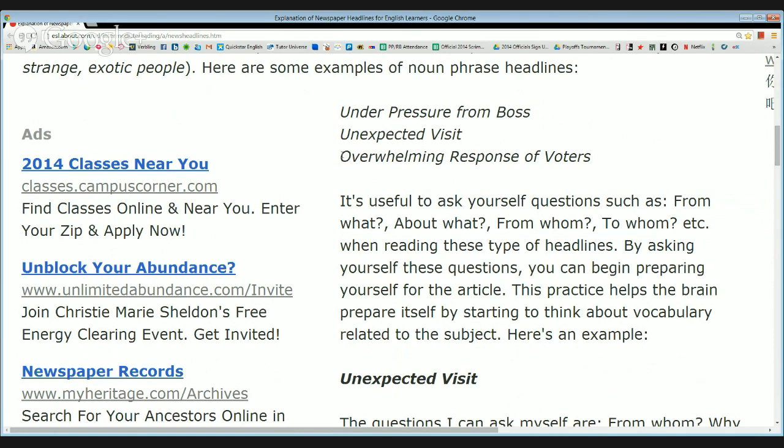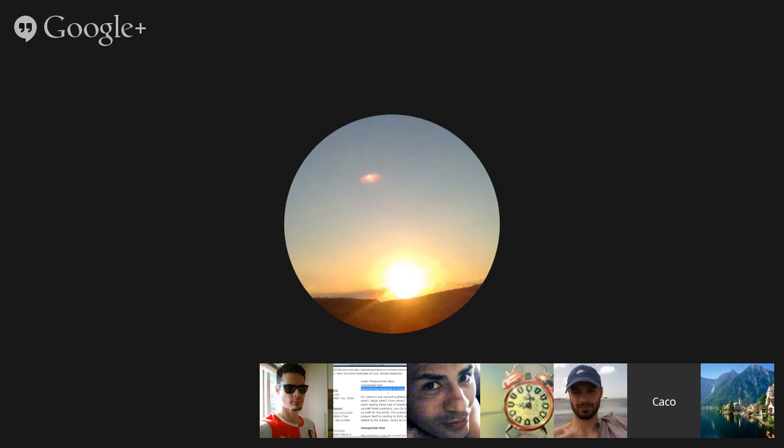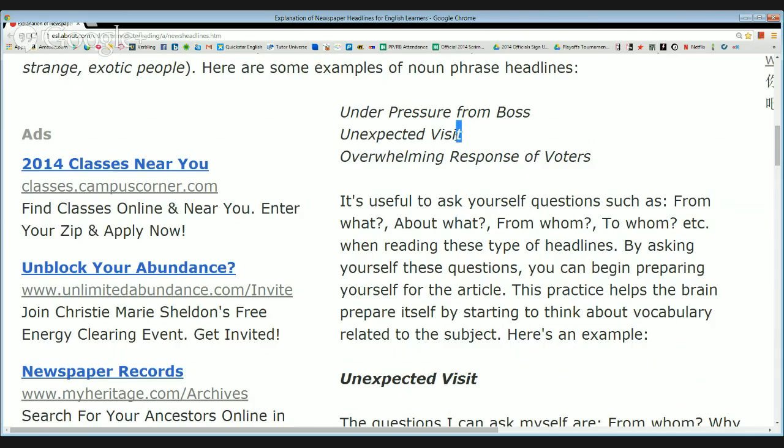What about this third one? Overwhelming response of voters. Soldiers in the battlefield receive unexpected visit from President Obama. Yeah, good. Soldiers in the field receive... We need the article "an." That's the only thing missing. That's great. Soldiers in the field receive an unexpected visit from President Obama. Wonderful. That would probably make their day, yeah? That would be a good day for them.